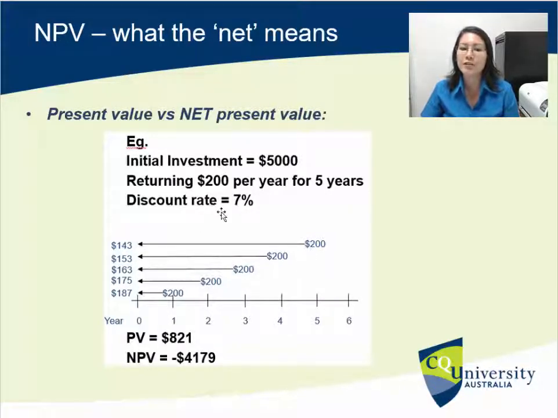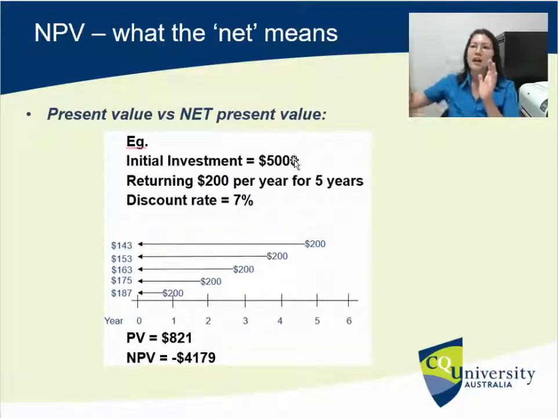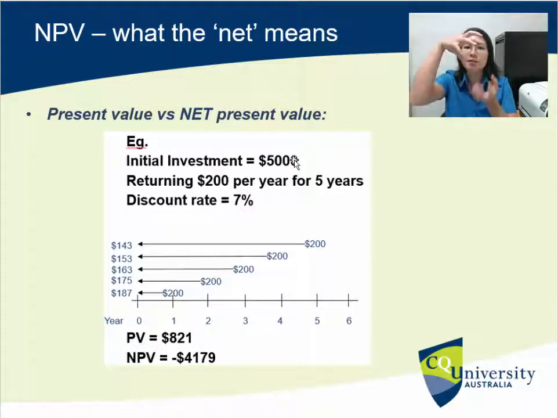So this is our cash flows. So we forecast that we have $200 per year returning to us for 5 years. We discount all of them at 7% to a present value. Then we add up all of these individual present values to get a total present value. The difference between this total present value of those cash flows and a net present value is we take off that initial investment of $5,000. So that's what the net means. So present value is discounted future cash flows, get a total, that's the present value of all of those cash flows. Take it away from our initial investment gives us net present value.